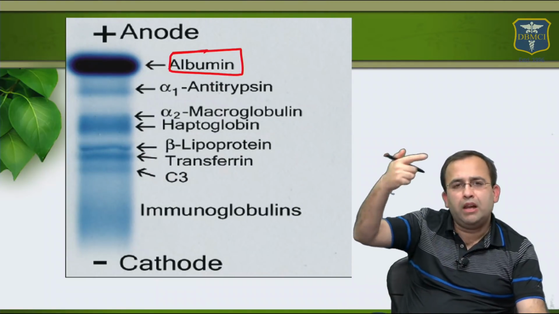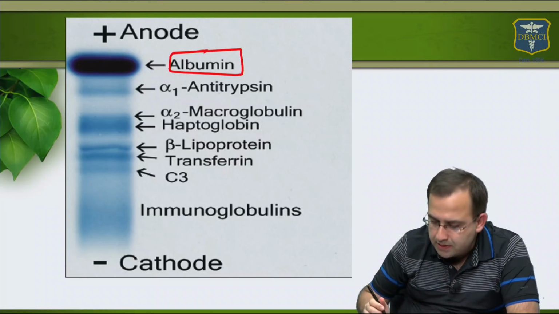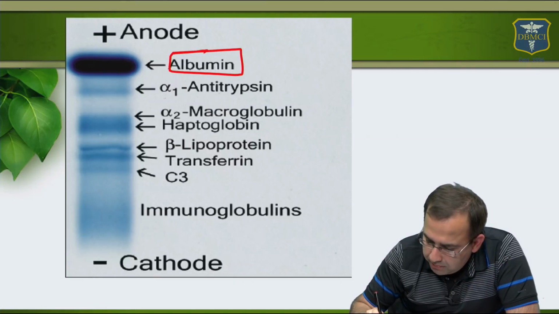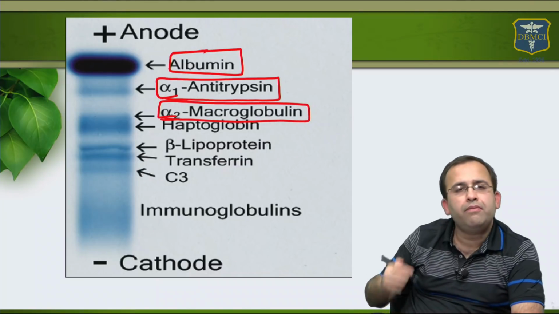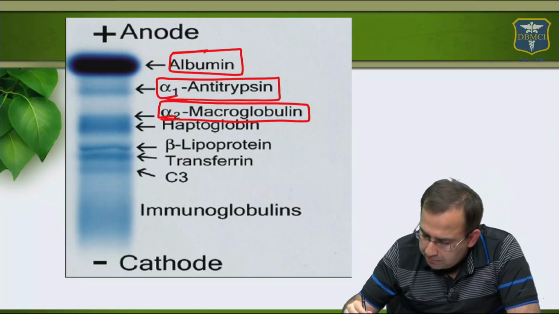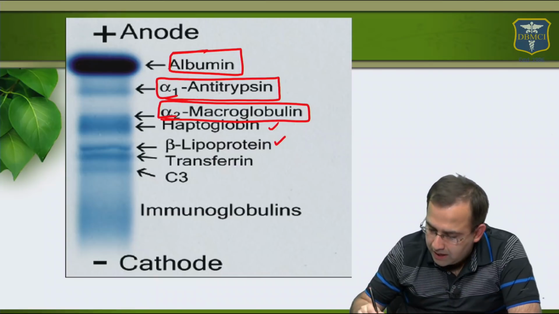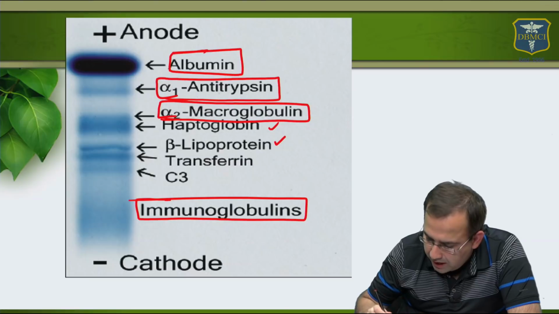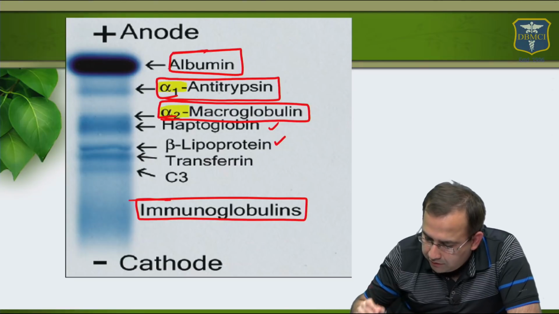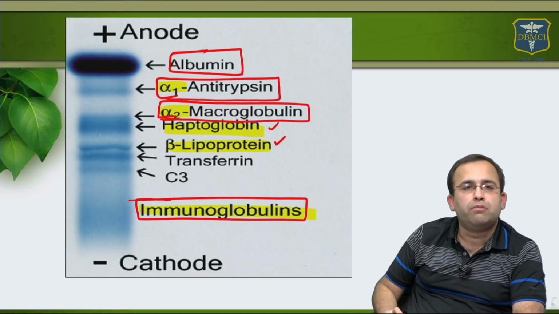Easy to remember. Albumin, alpha 1, alpha 2, beta 1, beta 2, gamma globulins. So albumin followed by alpha 1, alpha 2, alpha 1 antitrypsin, alpha 2 macroglobulin, beta 1, beta 2, haptoglobulins, beta lipoproteins, followed by immunoglobulins.